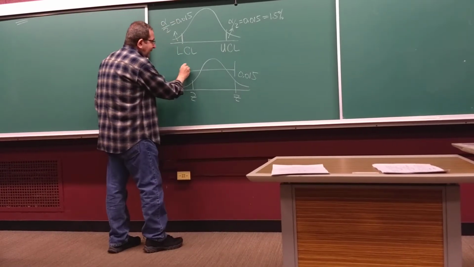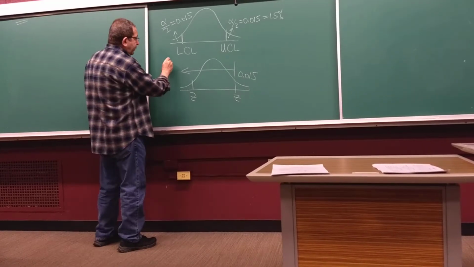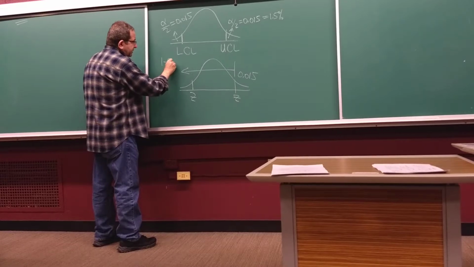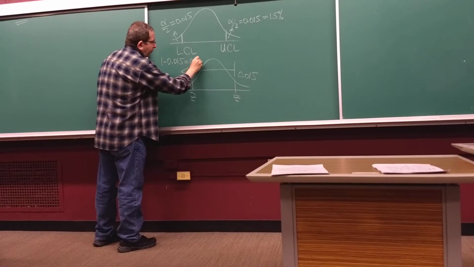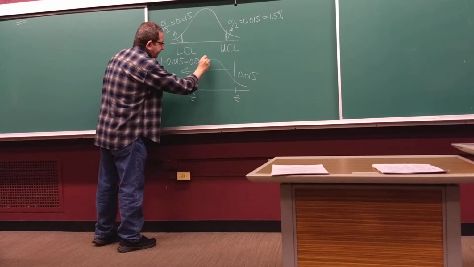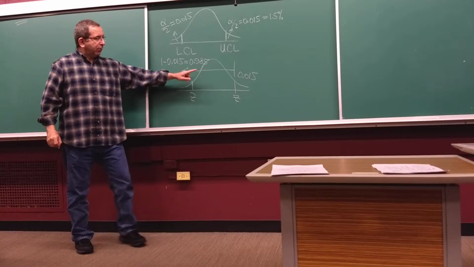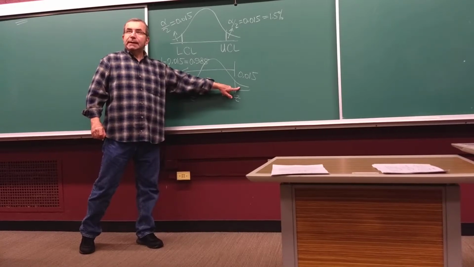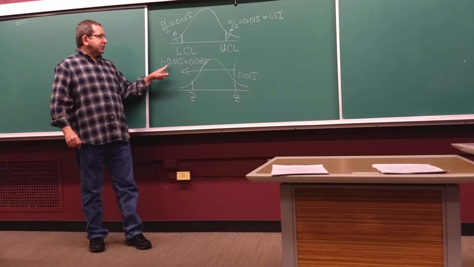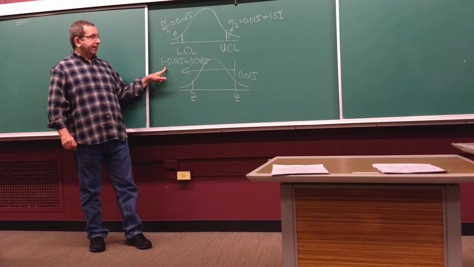And in the standard normal table, we're going to look for 1 minus 0.015, which is 0.985. So the tail probability is this much, 0.015. The table will show us 1 minus 0.015.